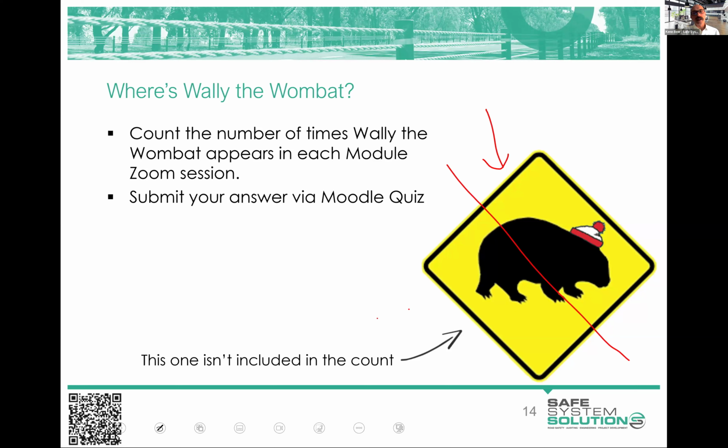That's not one, that's just a sample. It may be smaller than that, maybe put around the slide somewhere. So keep an eye out and count the number of Wallies. Wally count is currently 0.